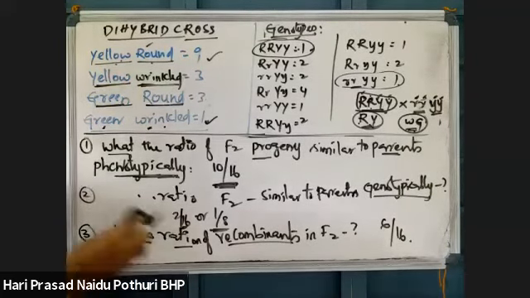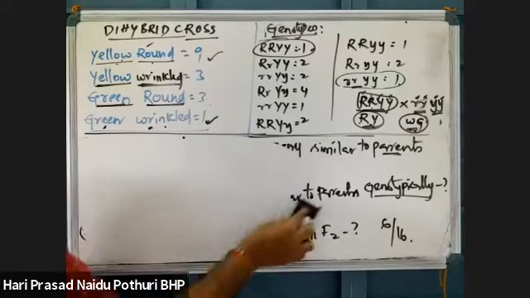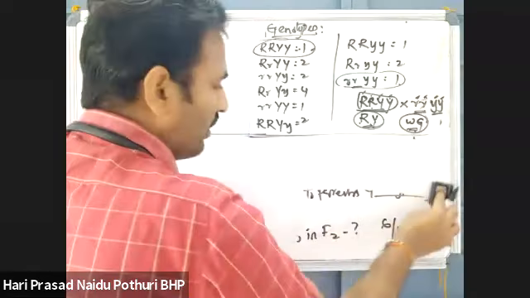What is the percentage of recombination? 6 by 16 into 100. That is the percentage of recombination.